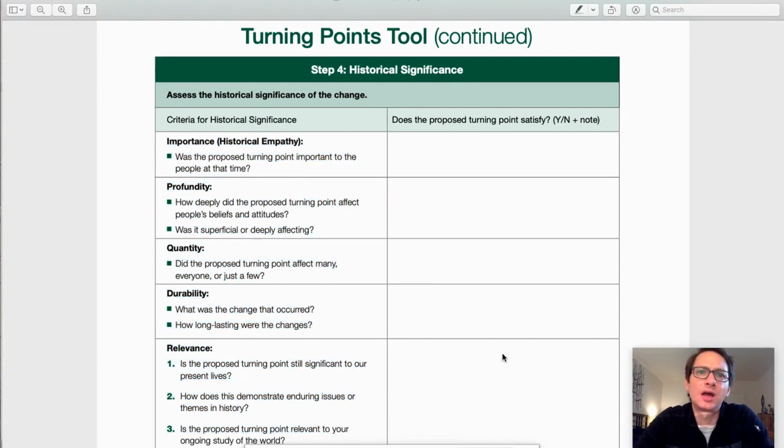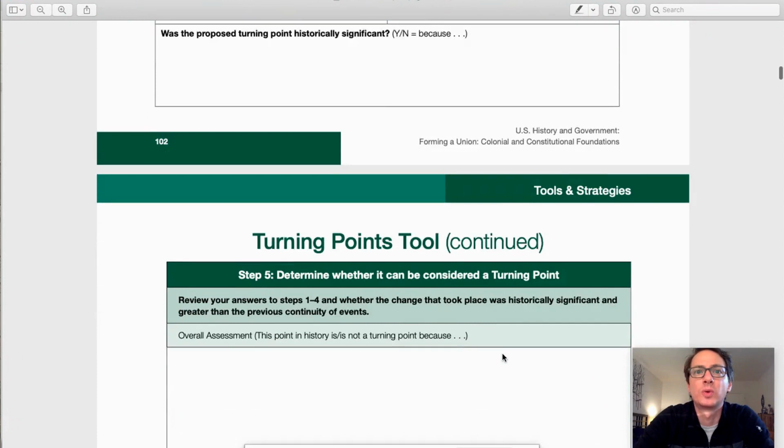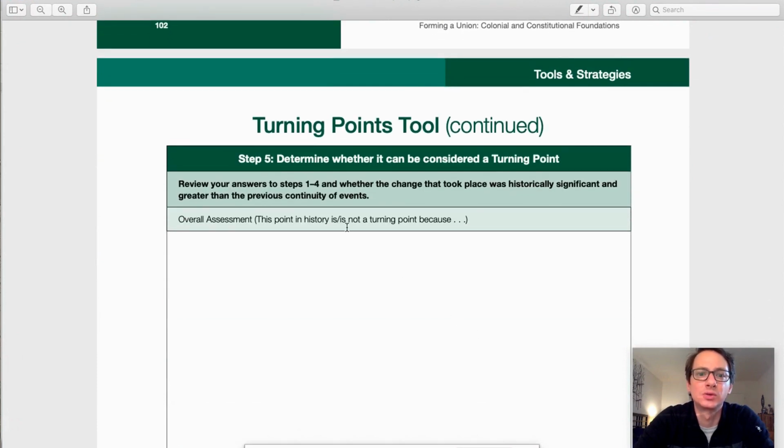Then, let's say that after all of this work on this page does in fact lead us to believe it is historically significant. The final step is to consider whether the change is greater than the continuity, which is what's going to happen here in step 5. Remember, both of these requirements must be present for the event to truly be a turning point.